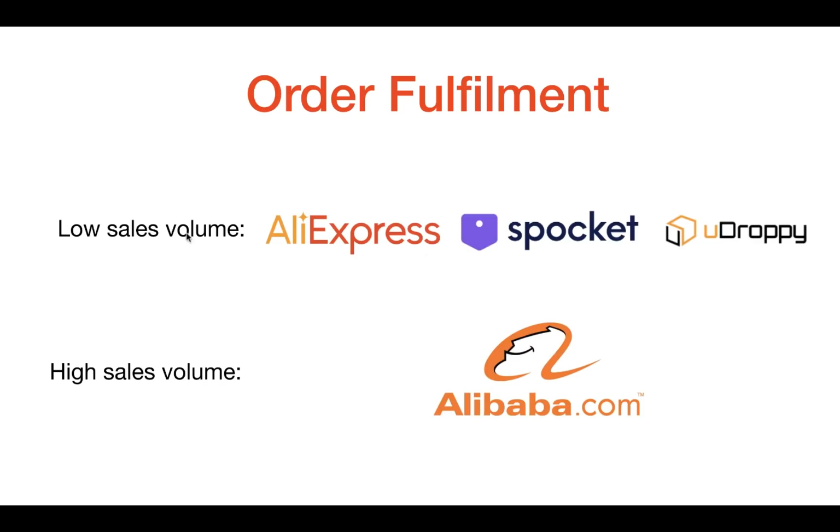So the three main methods here for low sales volume are AliExpress, Spocket, and UDroppy. Obviously AliExpress isn't what it used to be. Things like ePacket aren't running anywhere near as frequently at the minute, so the shipping times are a lot longer. However, you can still find good suppliers on AliExpress if you look hard enough, and it's best to message the suppliers, like I'm going to do in a minute, to see what their shipping times are.